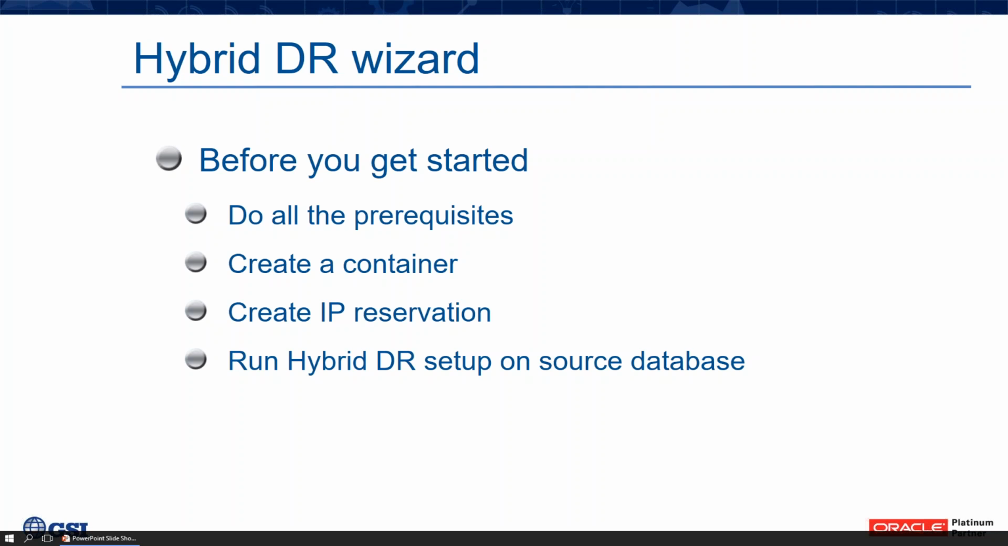So first thing you're gonna do is create a container, and this container will be deleted later. And you also have to download a source setup file. Then create an IP reservation, and finally, you run the DR setup on your source database. So let's go through that real quick.